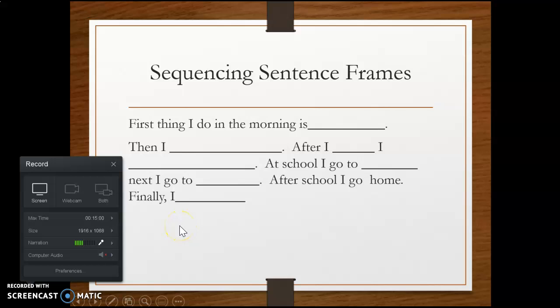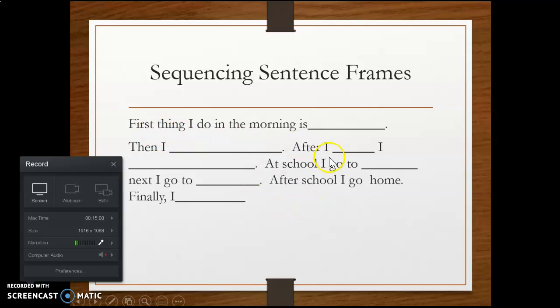Do not copy what I'm saying. I want you to write it on your own, but I might say first thing I do in the morning is wash my face. Then I eat breakfast. After I eat breakfast, I brush my teeth, put on my makeup, and pack my bag. At school, I go to math class. Next, I go to ESL class. After school, I go home. Finally, I eat dinner, do my homework, and go to sleep for the night.